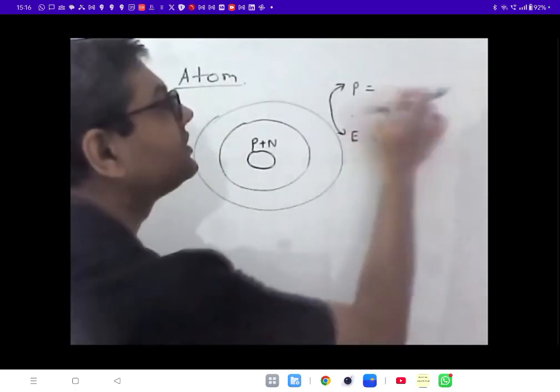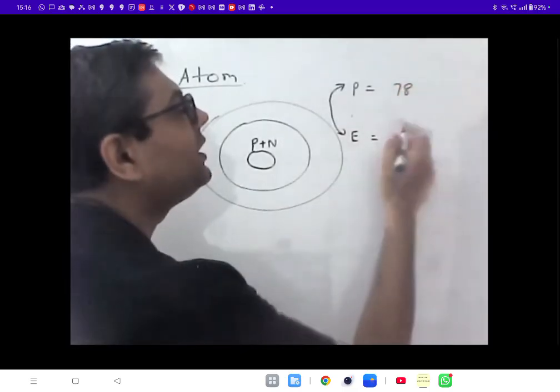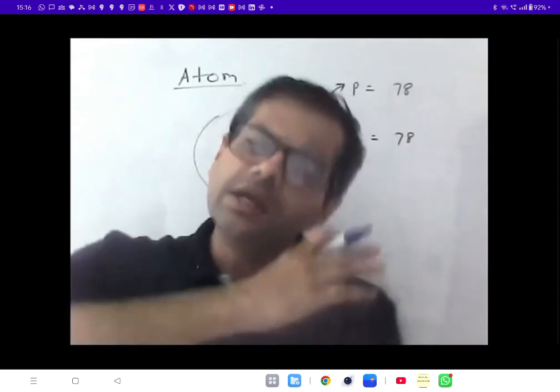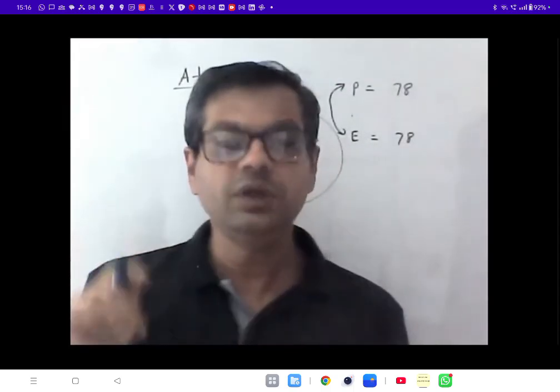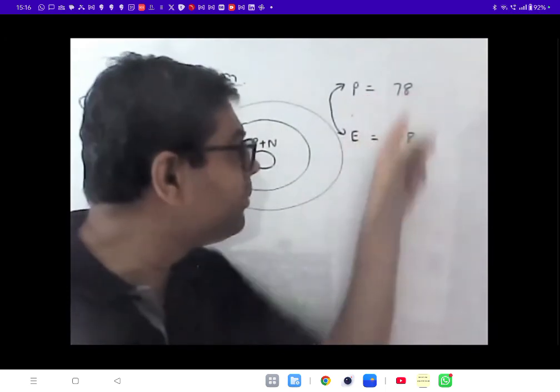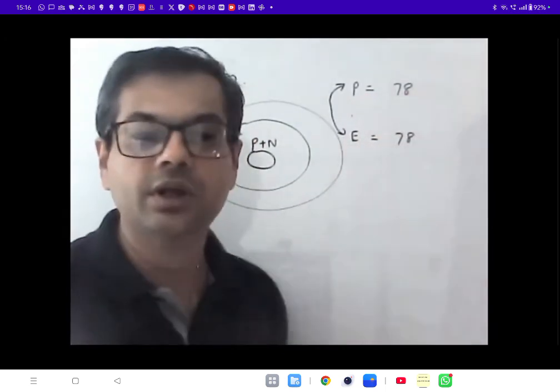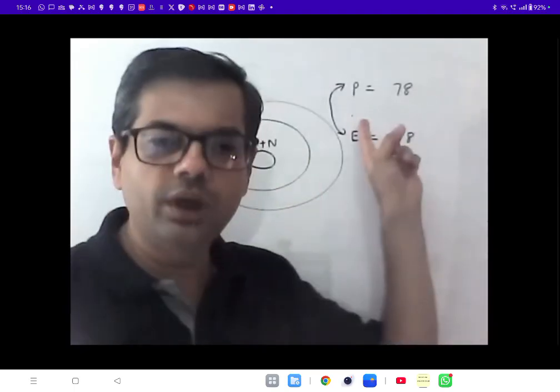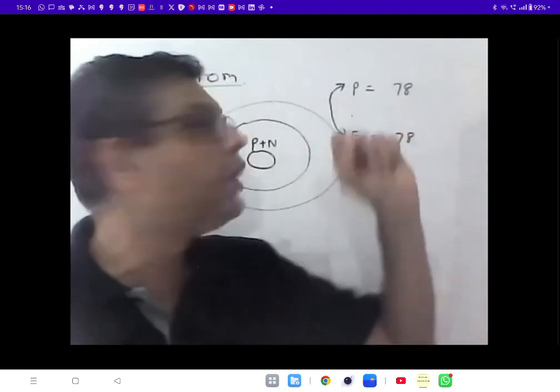If there are 78 and 78, it is called gold. If there are 80 and 80, it is called mercury. Like that, there are different things. And therefore, the properties of the substance depend upon this number. This number is quite special. Like you people have a roll number in your school, here also there is a roll number, but it is called the atomic number.